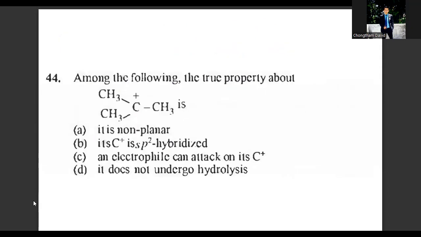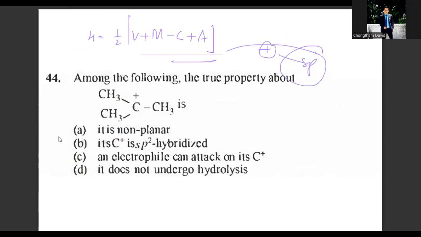Question number 44. Among the following, the true property about this carbocation is. See, in carbocation, the carbon bearing positive charge is always sp2. I will give you the formula for finding hybridization: half of valence electrons plus monovalent minus cation charge plus anion charge. And always carbocation will be sp2. Okay, the answer will be B.